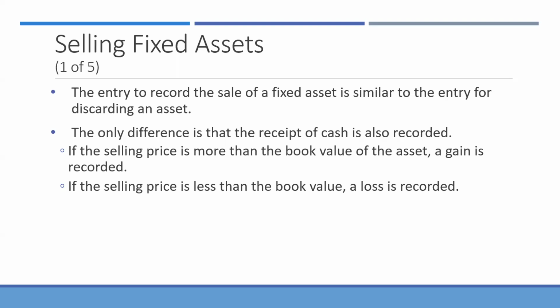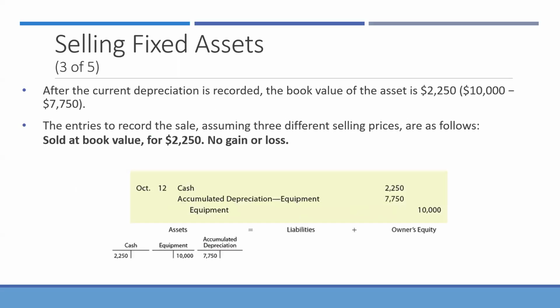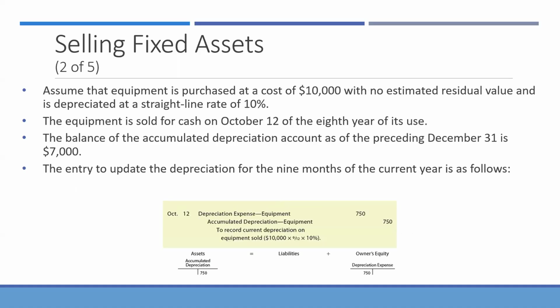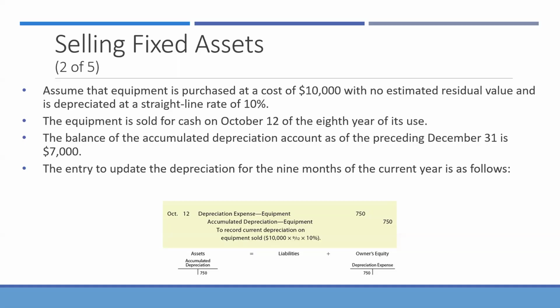And if we're selling the asset, it's the same process. We need to record the depreciation. We need to take the accumulated depreciation and the historical cost off of our books. And then the only difference is that cash is also included in the sale. And then there's also a gain or loss if the debits don't equal our credits, if we're selling it for less than or more than its value.